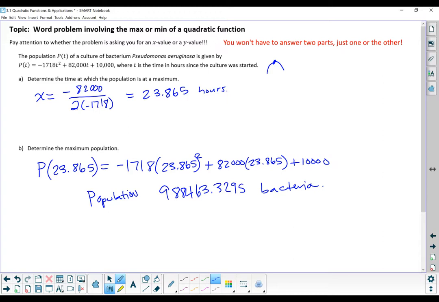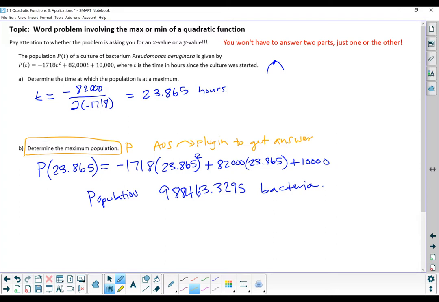So when you're doing this particular topic, it's not going to have you answer two parts like we just did. It's just going to ask you one or the other. But it's not going to tell you, hey, this one's an X and this one's a Y. It's just going to have the question written in words. I should have used a T on this one. So you have to read the question. If it says determine the max population, then you're looking for a P, so you're going to have to do two steps. You're going to have to do the AOS, axis of symmetry, and then plug it in to get the answer.